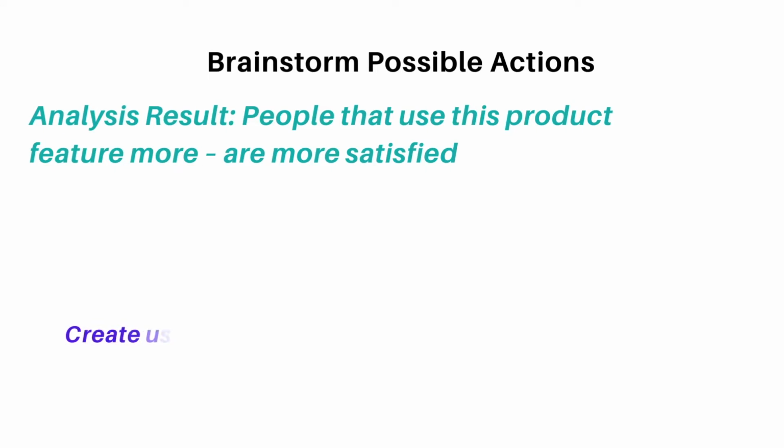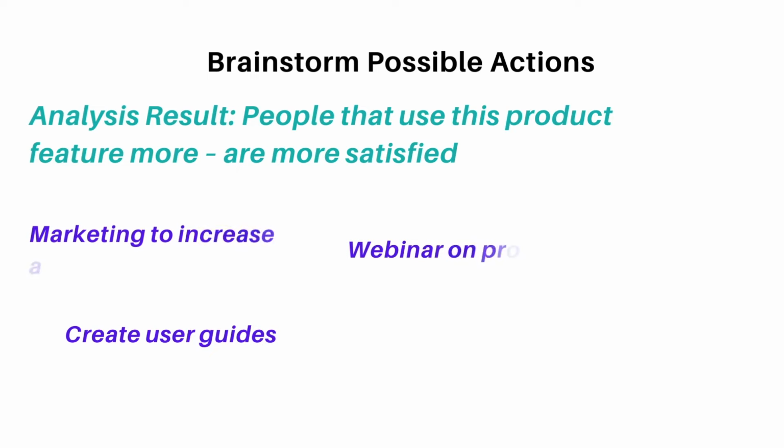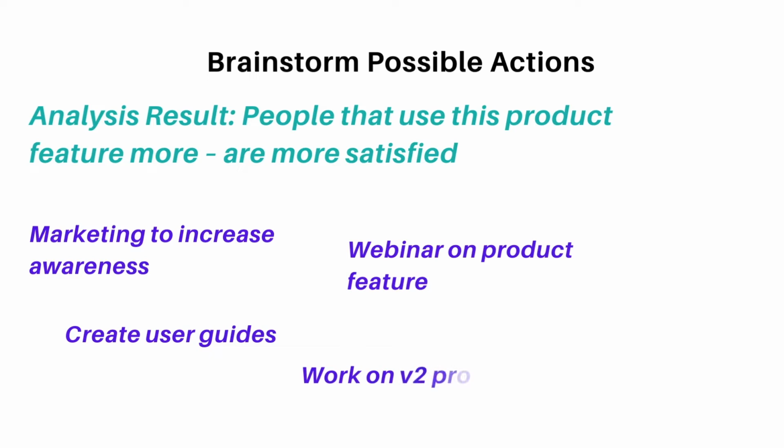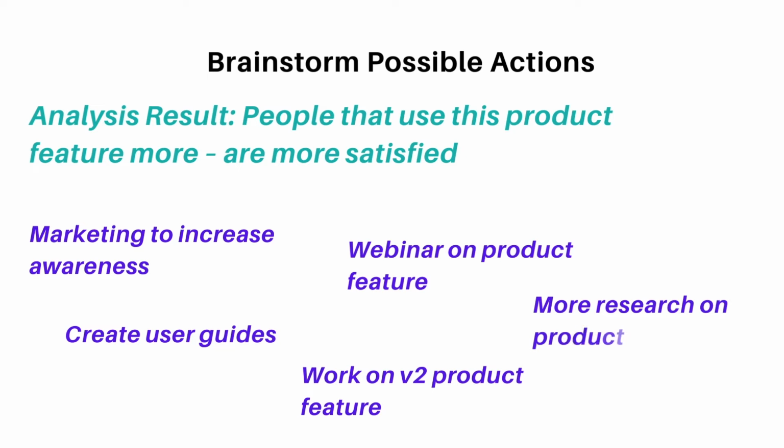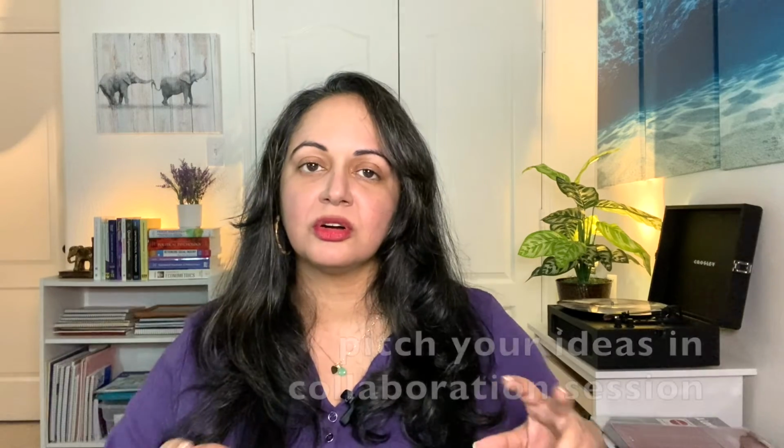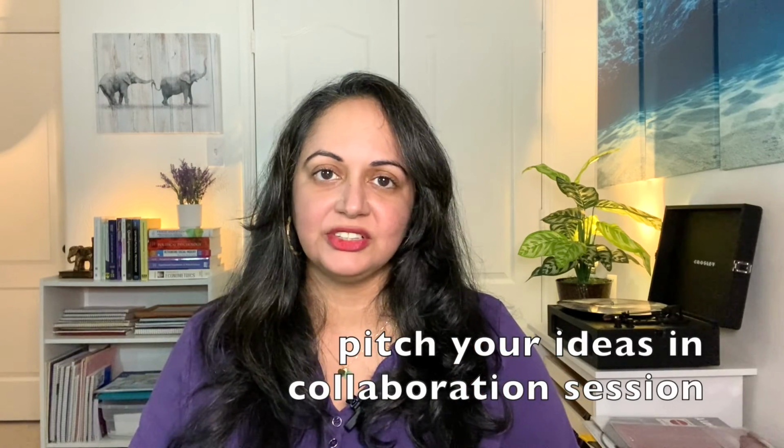They might want to create user guides to increase knowledge and training around the feature. They might want to have webinars or marketing campaigns to increase awareness of that feature. They may want to start working on version 2 of that same feature to improve it and improve quality. Or they may want to do a whole other round of research around specifically that product feature. These are example actions that you can brainstorm and bring to that collaboration session where you can talk about it with stakeholders.